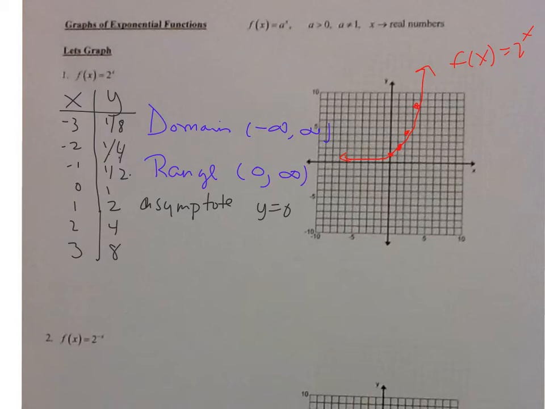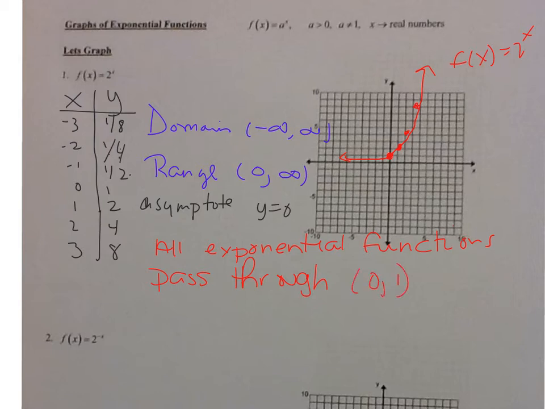One thing you need to know is that all exponential functions pass through the point (0, 1). It won't go through (0, 1) when you have a transformation. Okay, so let's take a look at number 2.